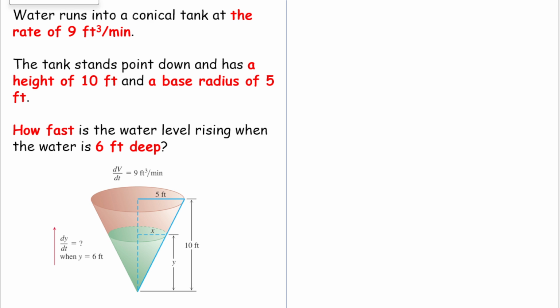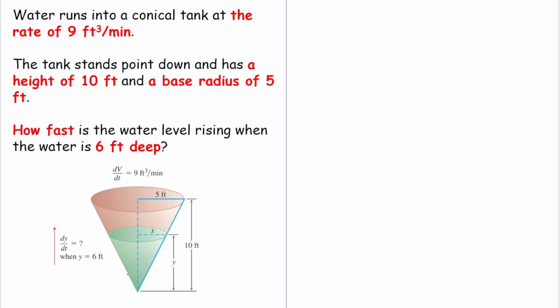Water runs into a conical tank at the rate of 9 feet cubed per minute. The tank stands point down and has a height of 10 feet and a base radius of 5 feet. How fast is the water level rising when the water is 6 feet deep?